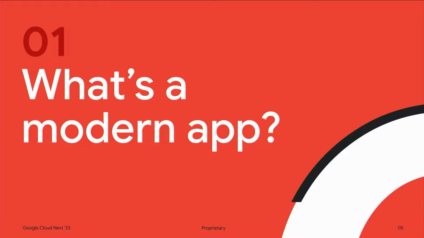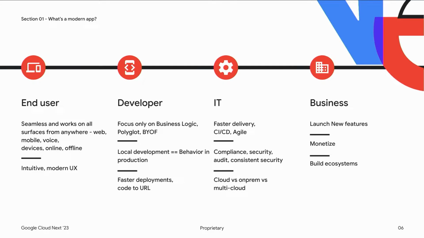So let's start by defining what a modern app is. Depending upon who I speak to, your definition of what a modern application is going to be different. If you're an end user, you care about, is it seamless? Does it work on all my interfaces, whether it's my phone, my laptop, wherever I'm going to be using it? If you're a developer, you simply want to focus on the business logic. If it works on my laptop, I want it to work in test, pre-prod, and production, and it needs to just work seamlessly.